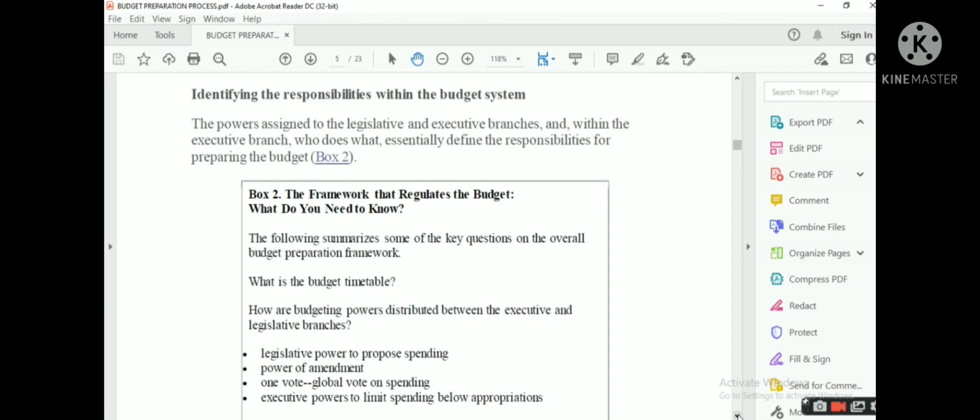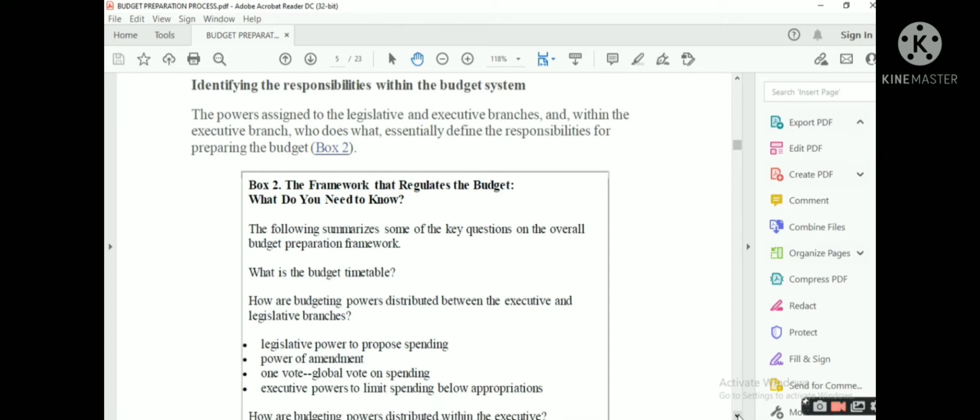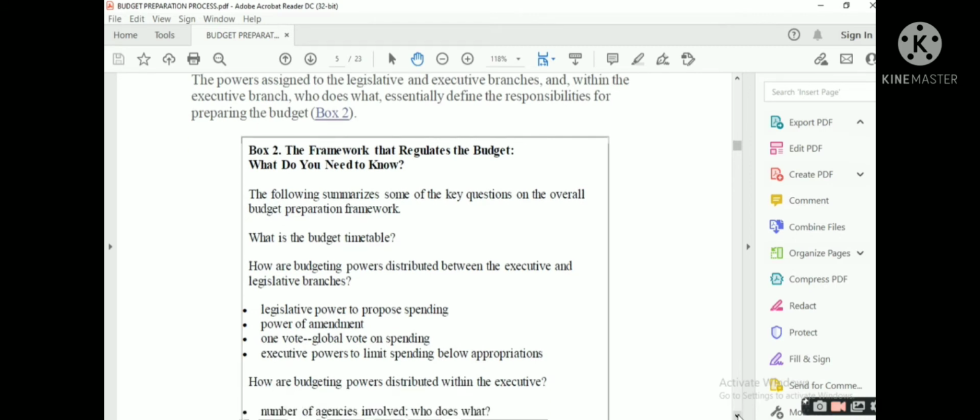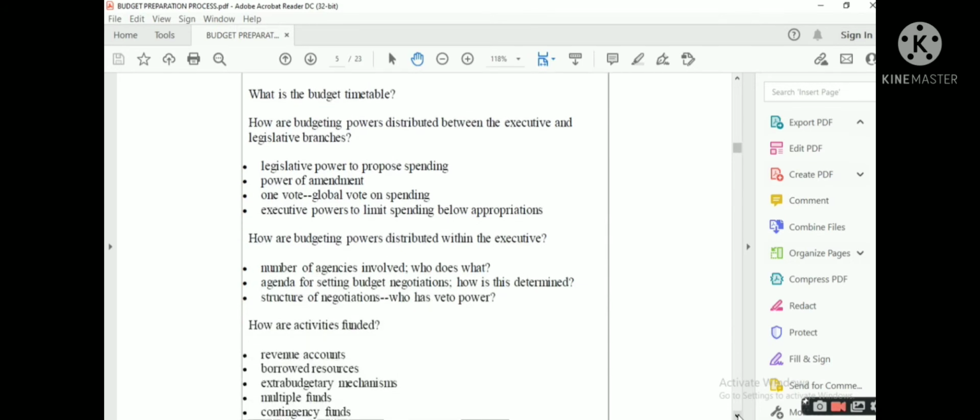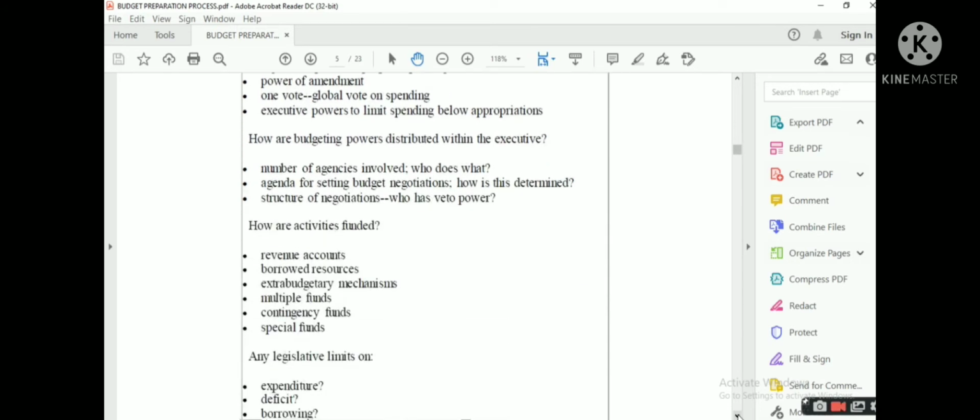Box 2. The framework that regulates the budget. What do you need to know? The following summarizes some of the key questions on the overall budget preparation framework. What is the budget timetable? How are budgeting powers distributed between the executive and legislative branches?